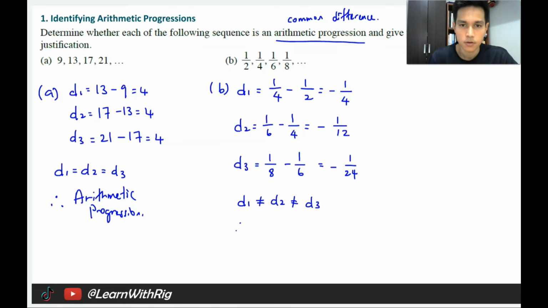So therefore, this sequence is not an arithmetic progression.